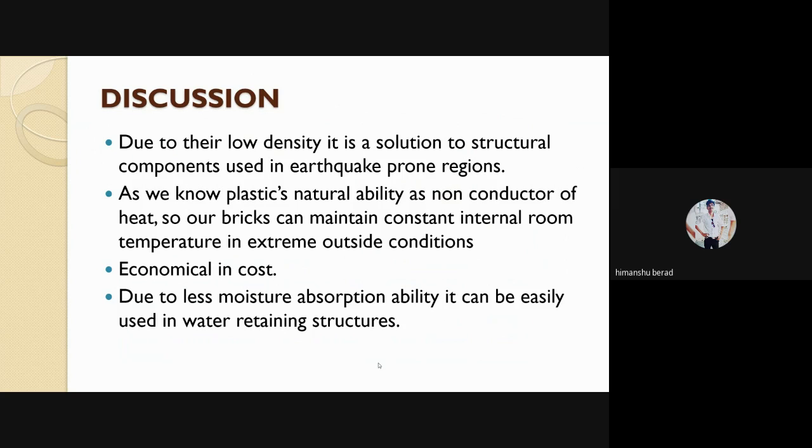It is also economical in cost, and due to its low moisture absorption capacity, it can easily be used in water retaining structures. Also, it reduces the chances of cyclic salt cracks and freeze conditions in our bricks, and the faults which occur due to extremely chilled conditions.